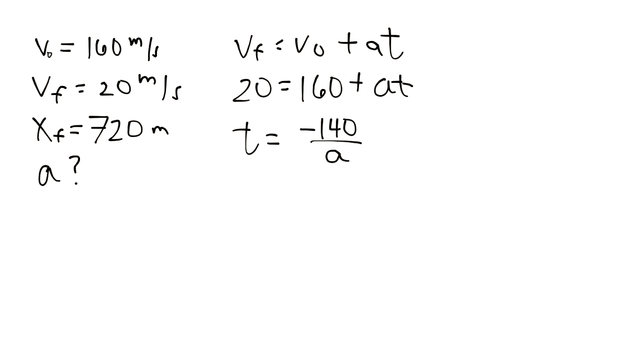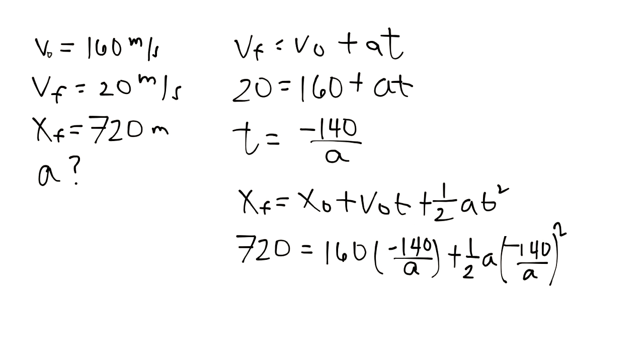Now, using the second equation of kinematics, which is x final is equal to x naught plus v naught t plus 1/2 at squared. Plugging in our given values, we have 720 is equal to 160 times negative 140 over a plus 1/2 a times negative 140 over a quantity squared. And manipulating, we get acceleration is equal to negative 17.5 meters per second squared.